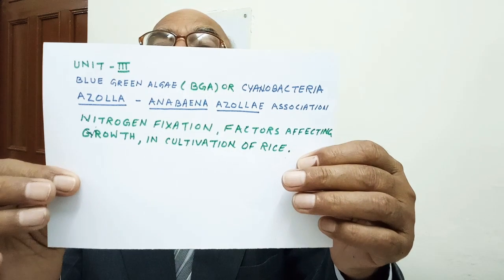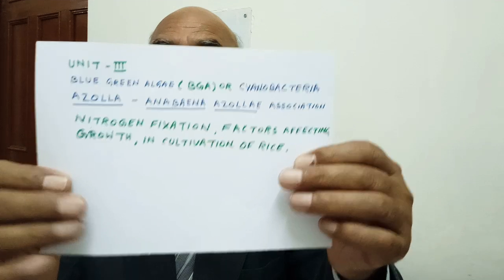The third unit usually covers blue-green algae, abbreviated as BGA, or cyanobacteria, and azolla. Azolla contains Anabaena azollae, a cyanobacterium, and their association, nitrogen fixation, and factors affecting growth in cultivation of rice. So this is the course of the third unit.